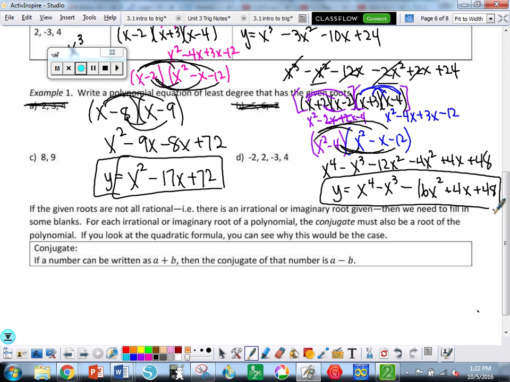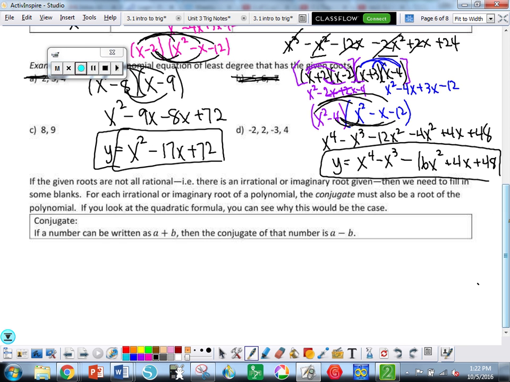Okay, moving on. If the given roots are not rational, so these were all rational roots, right? If they weren't rational, then we need to fill in some blanks. For every imaginary or irrational root of a polynomial, the conjugate must also be a root. So this is kind of important, and then I'll tell you what it means.